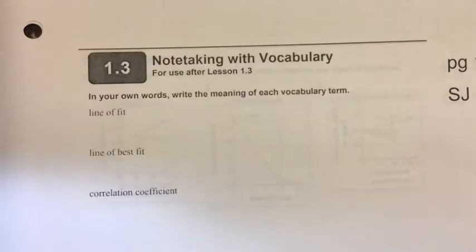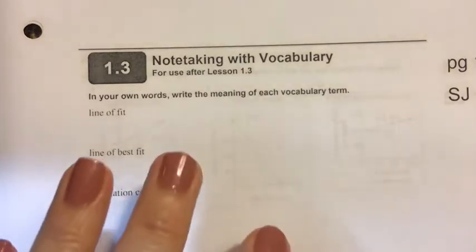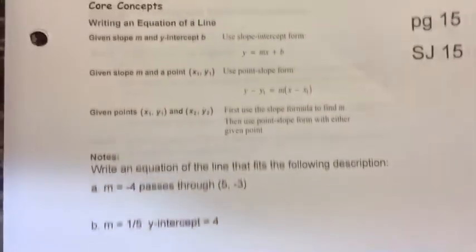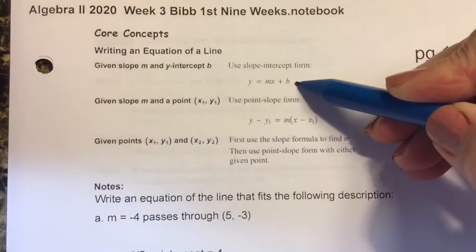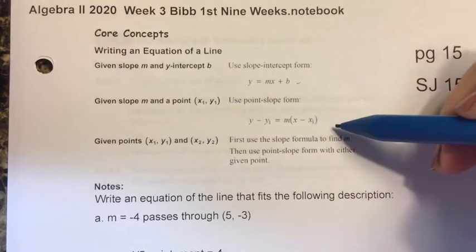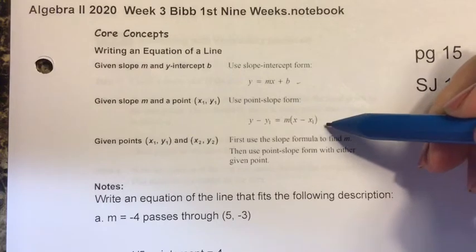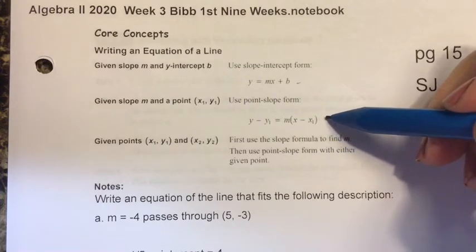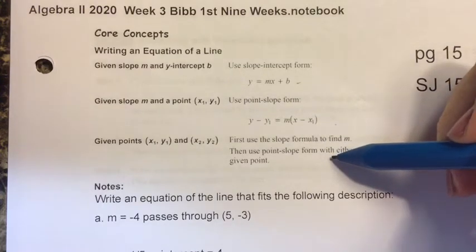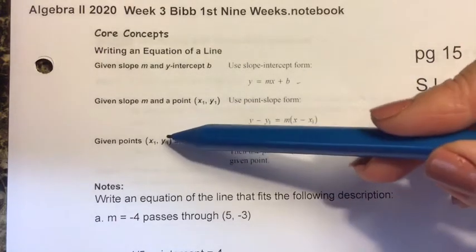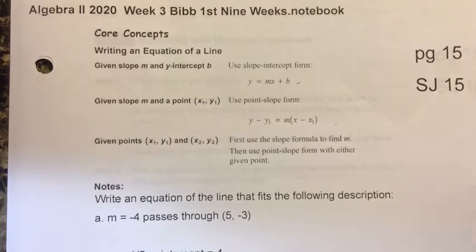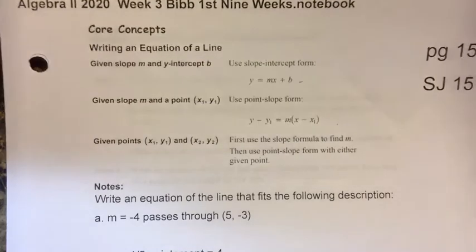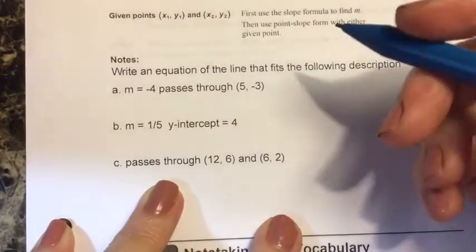This next thing is a review from Algebra 1. Slope-intercept form, y equals mx plus b. Point slope form, y minus y1 equals m times x minus x1. And then if you are given 2 points, you find the slope and then use point slope form. Here's some quick examples to remind you how to do these, A, B, and C.